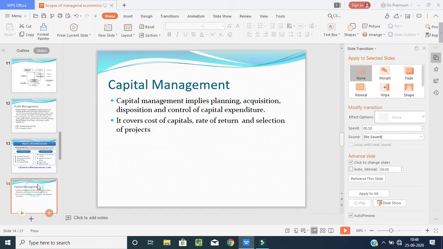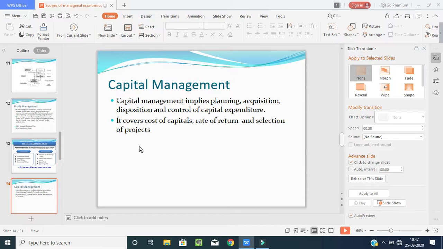So next, we will go for capital management. What is capital management? Capital management implies planning, acquisition, disposition, and control of capital expenditure. Acquisition means merging. It covers cost of capital, rate of returns, and selection of projects. I repeat, capital management implies planning. What is the planning? That means what our product is, how much it costs, what expenditure we bear, how much we should price it, and how much profit we are getting. All these things will be planned in the blueprint before the launch, and they will have the sample size and finalize it.